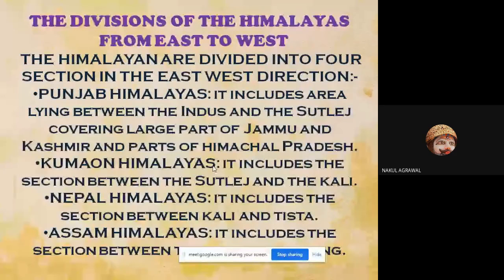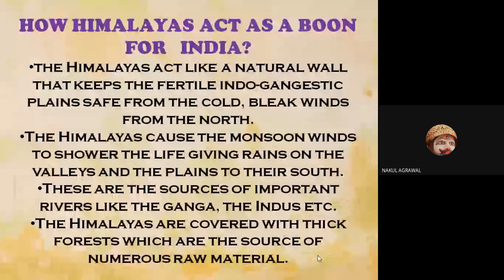The divisions of the Himalayas from east to west. The Himalayas are divided into four sections in the east-west direction. Punjab Himalayas: it includes the area lying between the Indus and the Satluj, a large part of Jammu and Kashmir and parts of Himachal Pradesh. Kumaon Himalayas: it includes the section between the Satluj and Kali. Nepal Himalayas: it includes the section between Kali and Tista. Assam Himalayas: it includes the section between Tista and the Dihang.